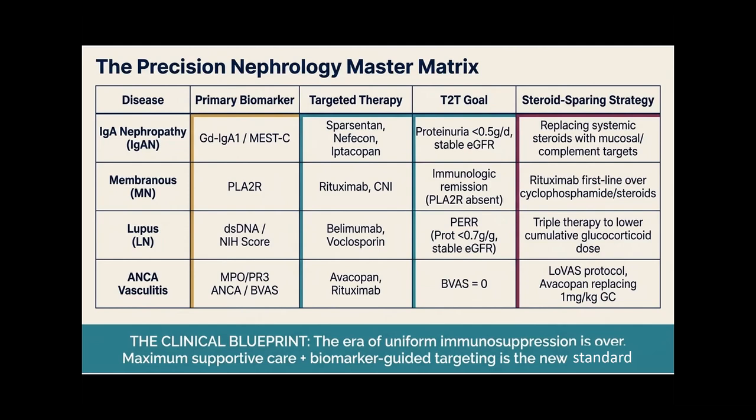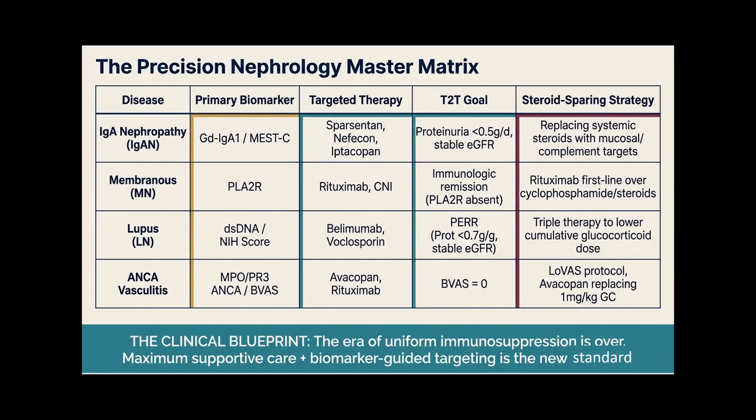ANCA vasculitis, MPO antigens, PR3 antigens, ANCA and BVAS, avacopan, rituximab are the targeted drugs. And low-dose steroid protocol, avacopan replacing steroids also are there. This is about the four different types of the clinical blueprint.